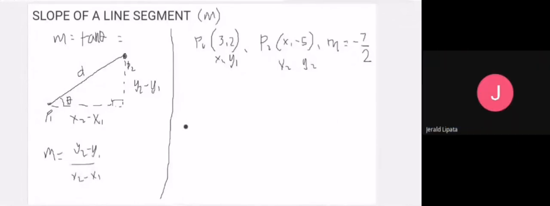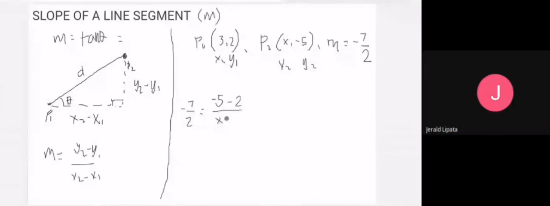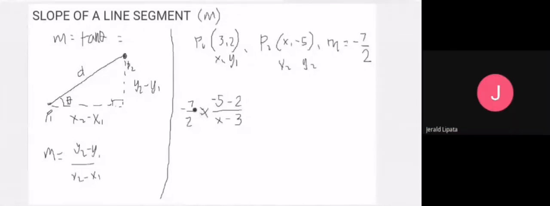So therefore we have our m as negative 7 over 2, and our y sub 2 is equal to negative 5, and then our y sub 1 is negative 2. Also, x sub 2 is x, this is our x, and then x sub 1 is 3. In this kind of equation, we need to cross multiply. So just review your algebra simplification. We need to cross multiply this equation.